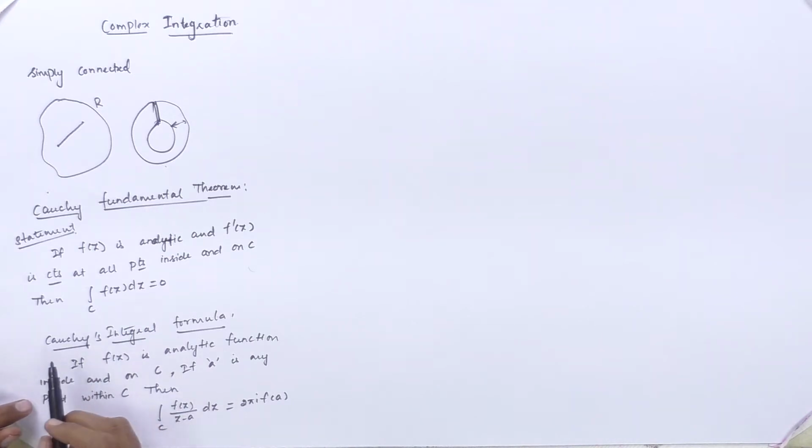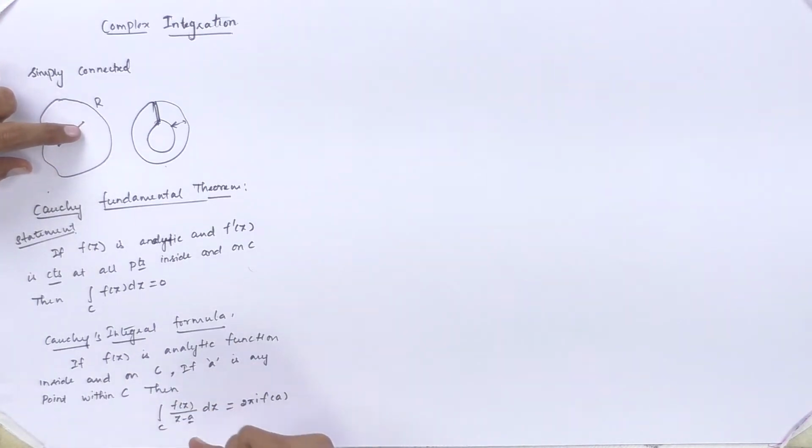I am repeating Cauchy's integral formula statement. If the given function f of z is analytic inside and on C, and if the point a is any point within C, then integration over C of f of z by z minus a into dz is equal to 2 pi i into f of a.